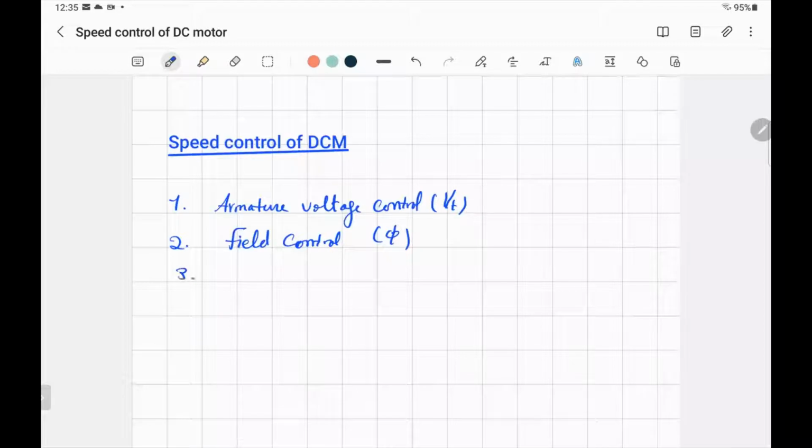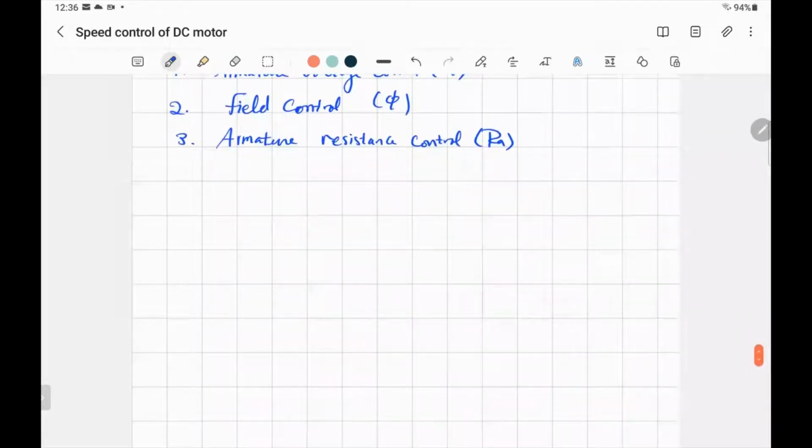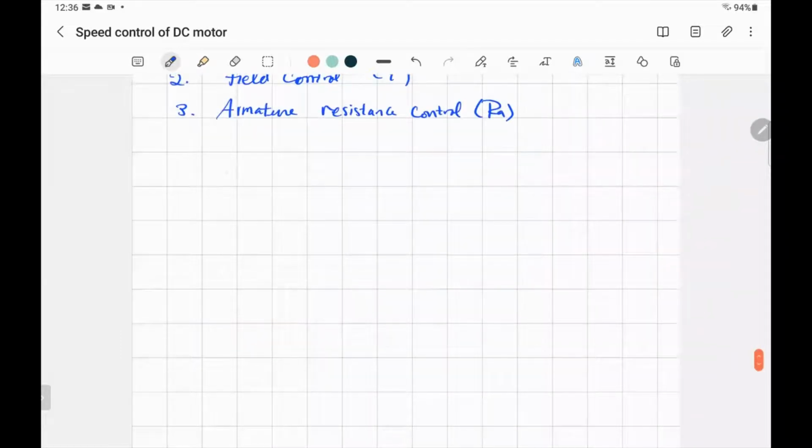The third one, armature resistance control, by changing the value of the resistor. That's an armature. Let's take one by one. The first one, armature voltage control. How will this control the speed or change the speed of the DC motor? So the first method is armature voltage control.